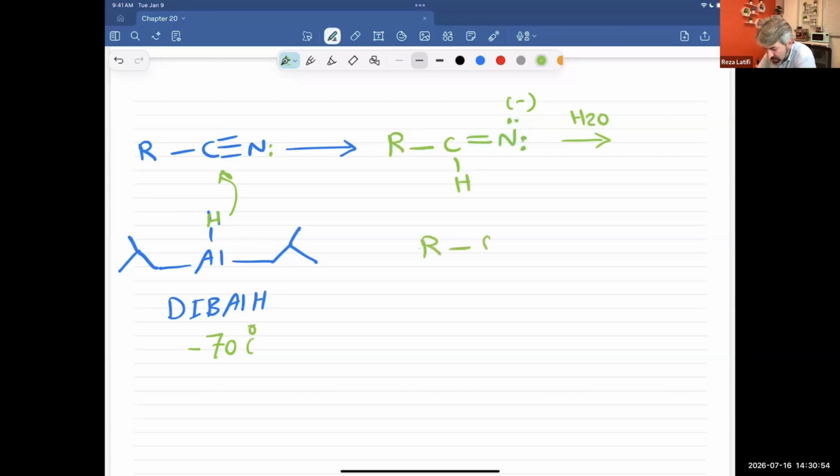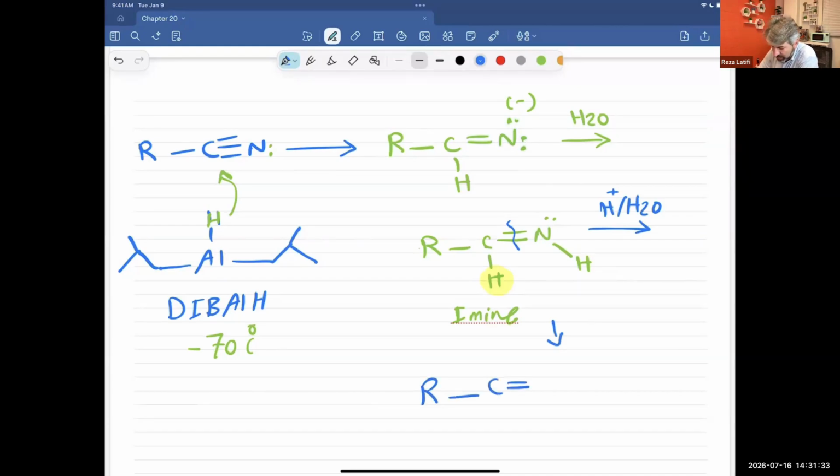And if we did, we will get this. We will get R, C, H, and now we get N, H. This is an amine. Please highlight this group. There is an H attached to nitrogen, to carbon. Now, what will happen if you treat it with acidic solution? The double bond will go through hydrolysis, and that's going to give you R, C, double bond with O, and there is a hydrogen there. And this is going to be an aldehyde, aldehyde rather than ketone.